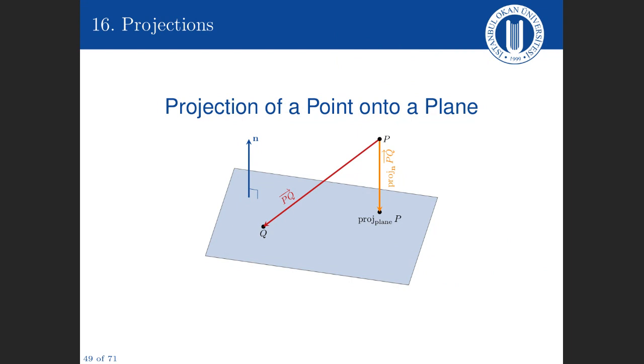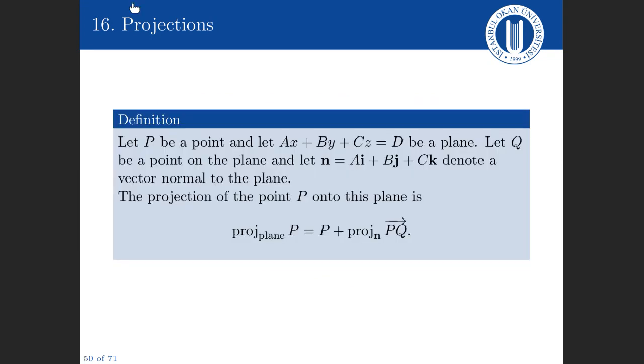And you can see from this picture that if we know the projection of PQ onto n, we can just do P plus this vector to get the answer. Start at P, do the orange vector, and we end up at the answer. The projection of P onto this plane is P plus the projection of PQ onto n, where Q is some point in the plane.